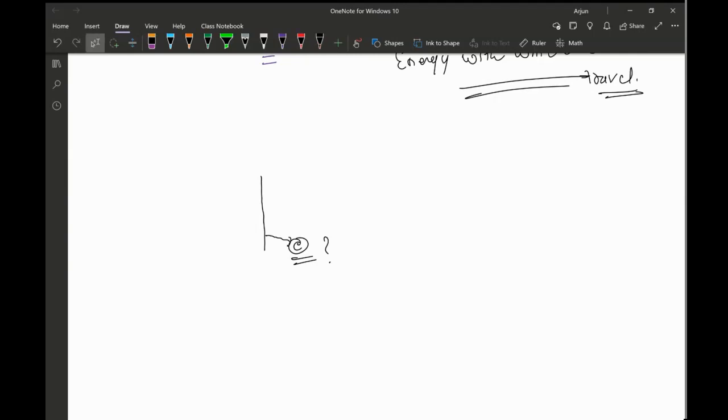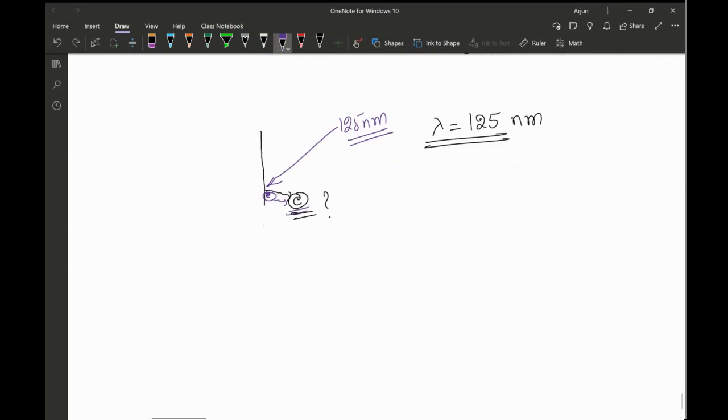Once this surface is being struck by or illuminated with light having a wavelength of 125 nanometer. So the wavelength with which it is struck is lambda, 125 nanometer. I'm going to strike a light of 125 nanometer on this, and that's going to pluck out an electron from here, and this electron will travel. I wanted to find the speed with which this electron will travel.